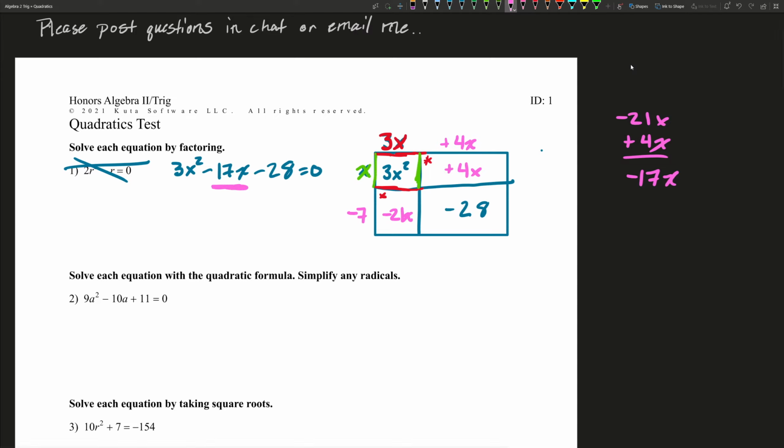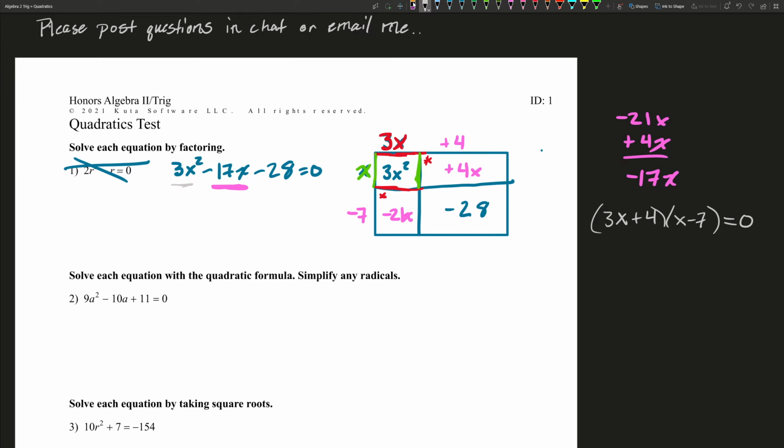So our factors here are 3x plus 4 and x minus 7. We can check this by FOILing it back out. 3x times x gives us 3x squared. 3x times negative 7 is negative 21x, plus 4x gives us negative 17x, and then minus 28. So we can check this just by FOILing it back out, and we know that this thing is equal to 0.